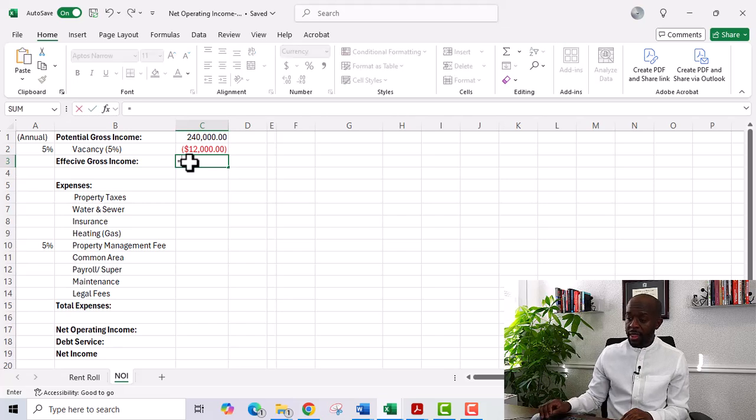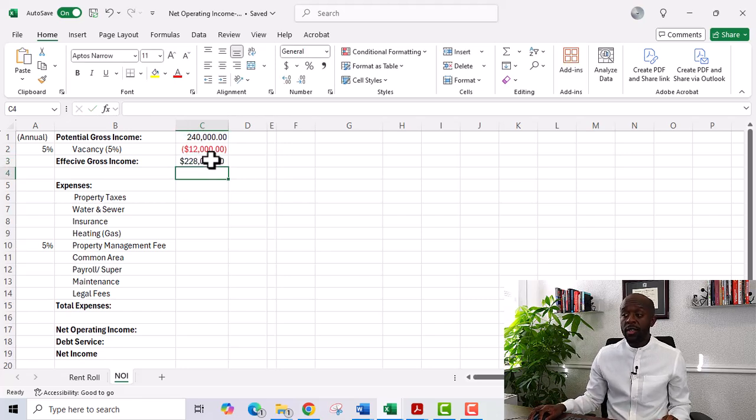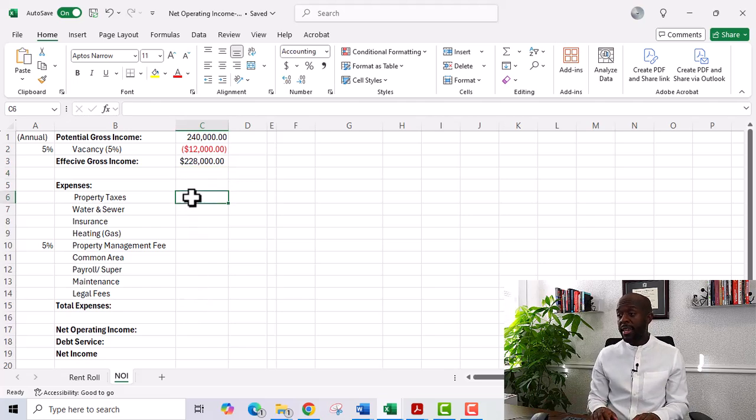Once we've done that, we're going to subtract that from our potential gross income, and that's going to bring us to our effective gross income. So we now have the effective gross income of the property, assuming a vacancy rate of 5%. Now that we have the effective gross income, we're going to subtract all of the expenses associated with the property. For this example, I'm just going to make up some numbers.